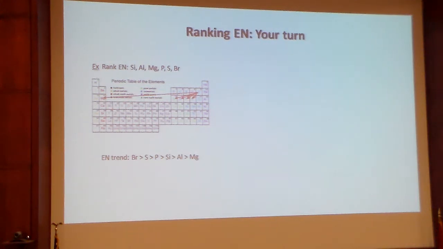The rest, closer to fluorine, higher EN: phosphorus, silicon, aluminum, and magnesium. Okay?